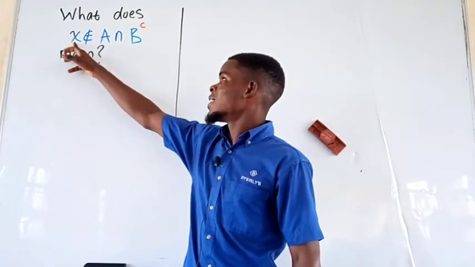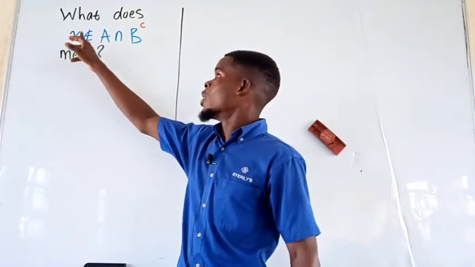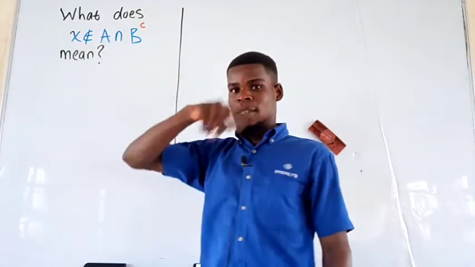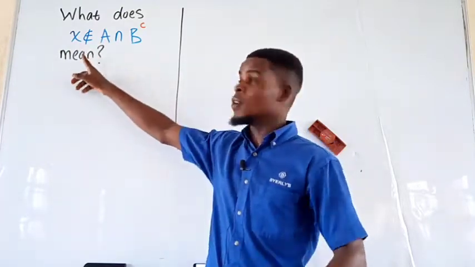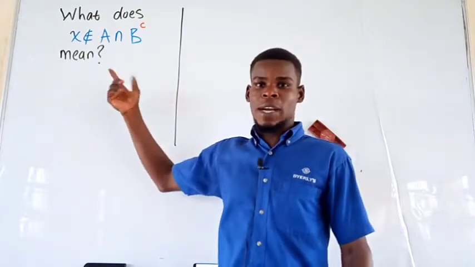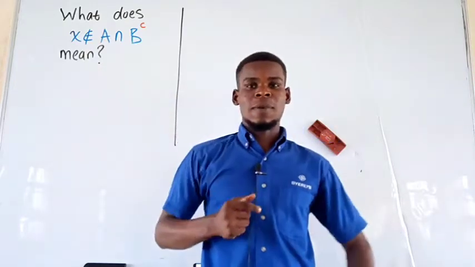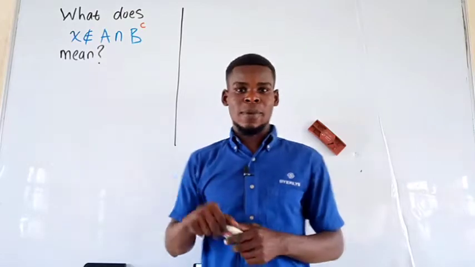Alright, X, which is an element, not a member, that is what the symbol means when you cross it. If it was just that E kind of symbol, you would just say X is a member of, right? But since we've crossed it, that means it is no more a member. It is not a member. It wasn't a member before.